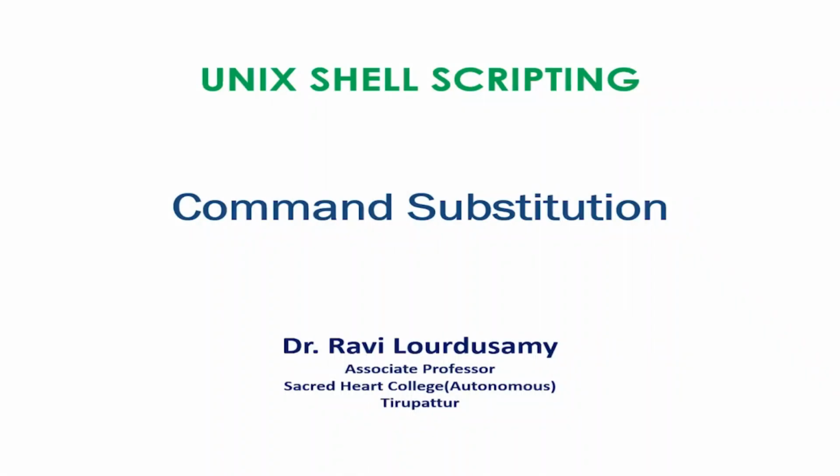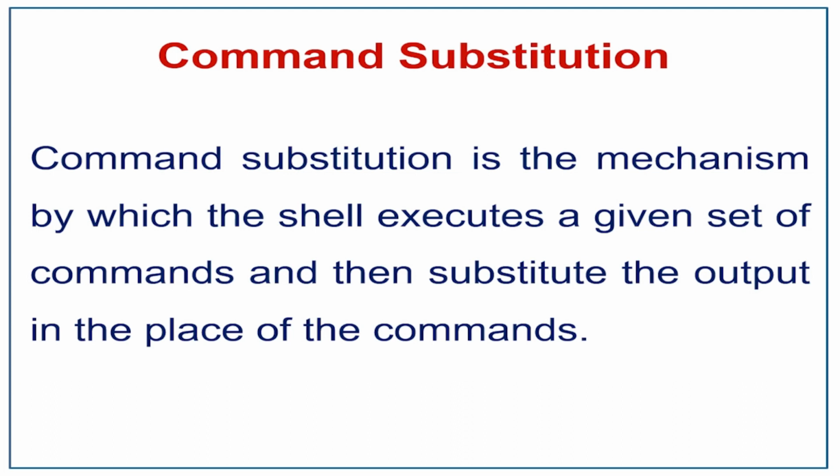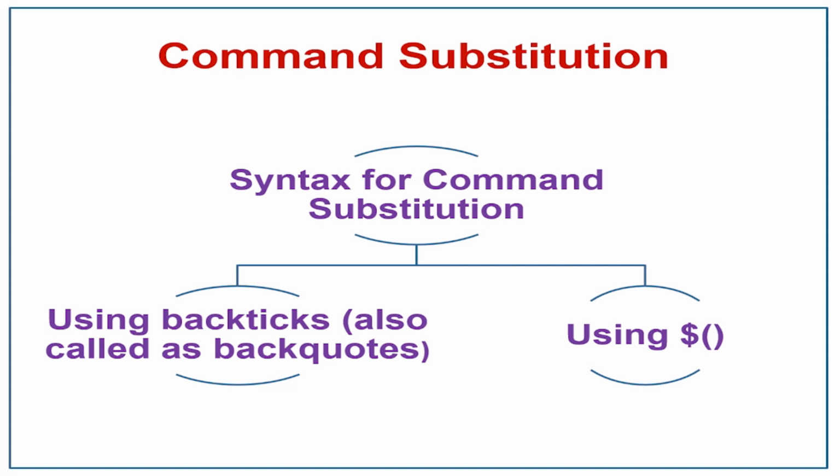This video lecture explains the process of command substitution in Unix shell scripting. Command substitution is the mechanism by which the shell executes a given set of commands and then substitutes the output in the place of the commands. Command substitution can be achieved using two different types of syntax in shell scripting.